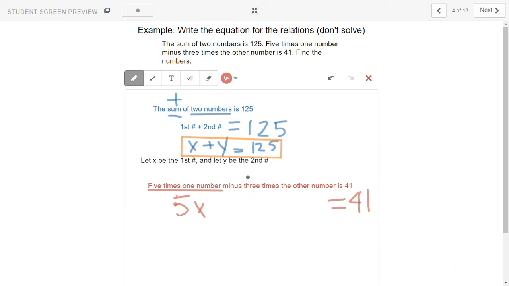Next is minus. The word minus means we're going to subtract. And we're subtracting 3 times the other number. So 3 times the other number is represented by 3y. We have our two equations now.